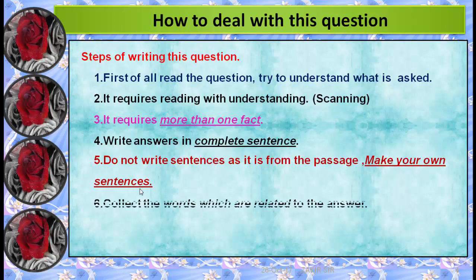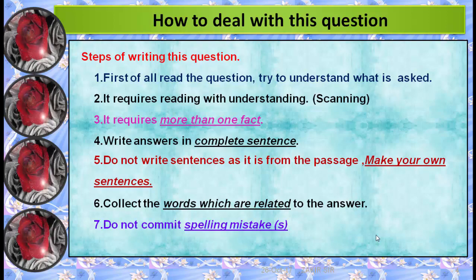The next point is that whenever you read the passage, try to collect the words which are related to the answer or to the given question. These points are very important for writing the question A2. My dear friends, the most important point is that while writing the answer of any question, do not commit a spelling mistake. A spelling mistake is the most important thing. You have to write the proper spelling after going through the passage.